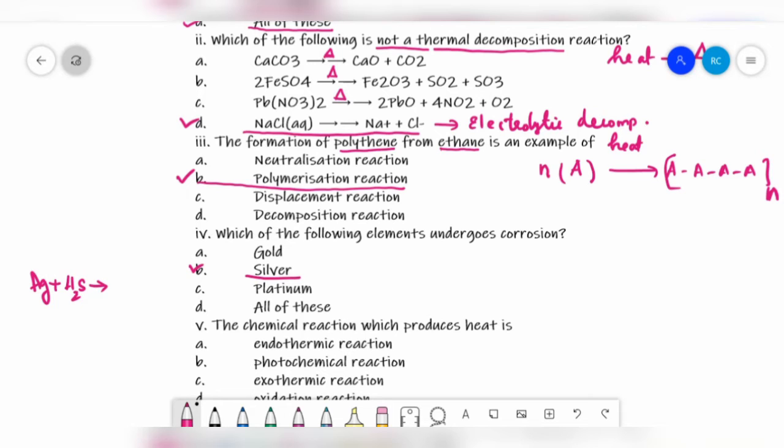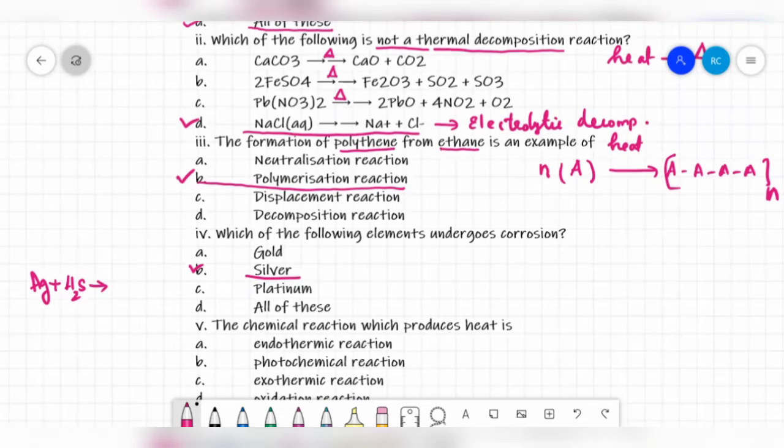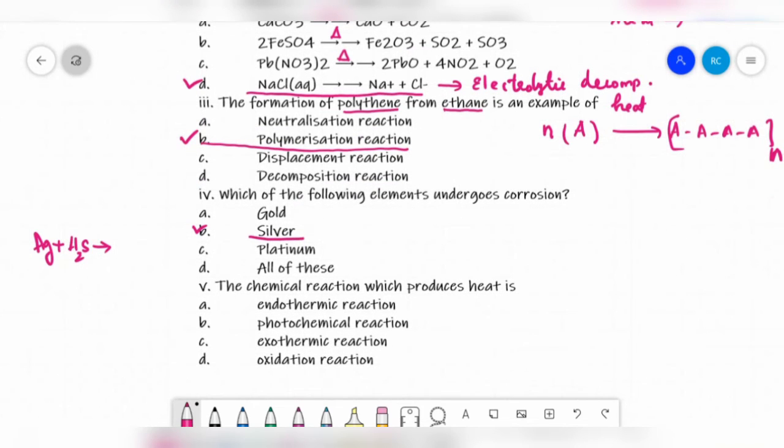Okay. Then the fifth one is, the chemical reaction which produces heat is called endothermic, photochemical, exothermic, oxidation. And what is an endothermic reaction? Endothermic reactions are reactions in which heat is consumed. For a reaction to occur, you have to give heat. You should heat the substance, then only the reaction will occur. That is called endothermic. It consumes heat.